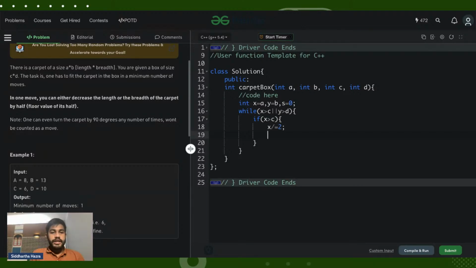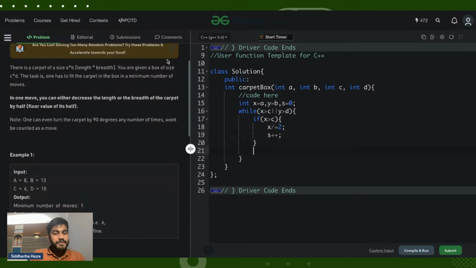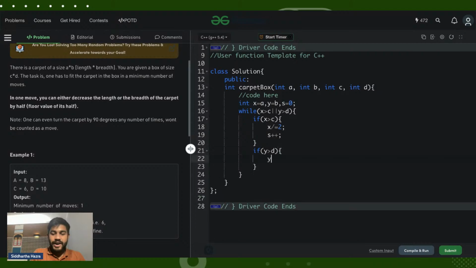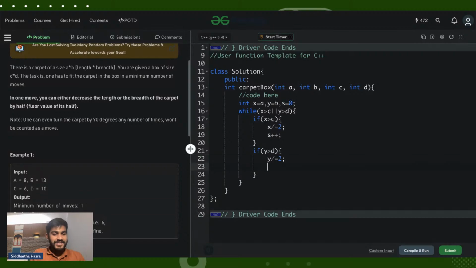Okay, so then we move forward, and we have s plus plus. Yes, Dwivedi, please don't do it. Okay, then we move forward and we say if y is greater than d, then y divided by is equal to 2 itself.